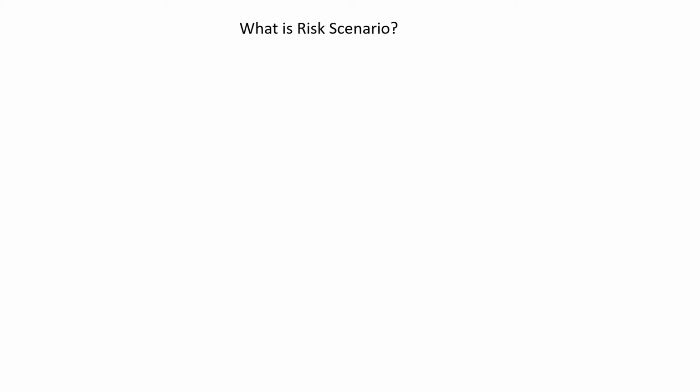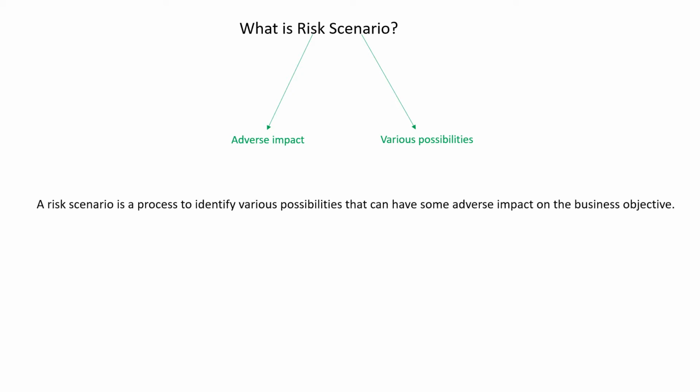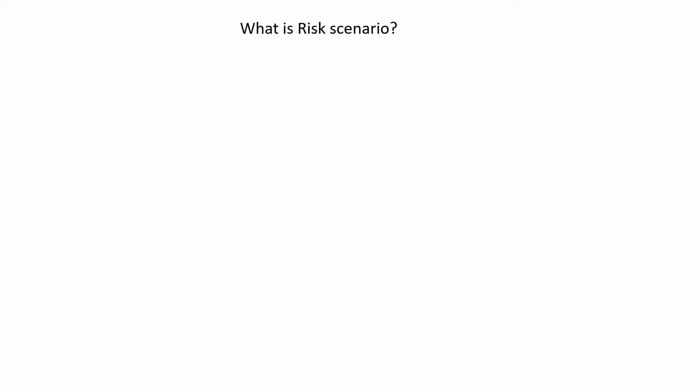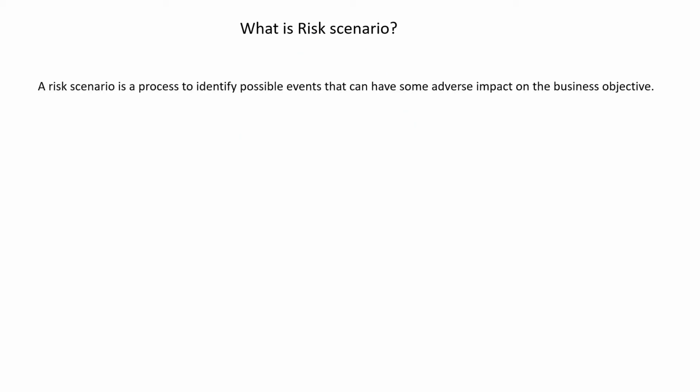Risk scenario. As we know, scenario means there are various possibilities. Risk, some kind of adverse impact. So in short, a risk scenario is a process to identify various possibilities that can have some adverse impact on business objectives. It is a process to identify possible events that can have some adverse impact on business objectives.